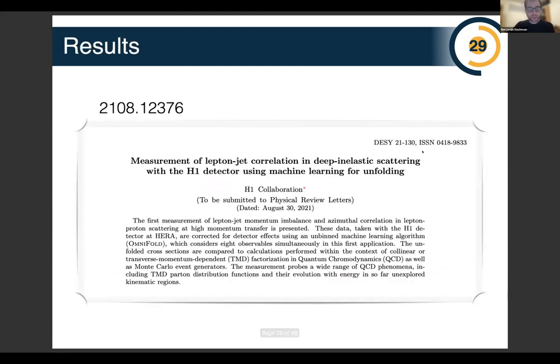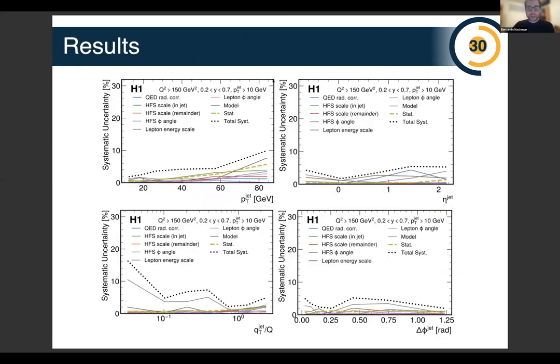Okay, so we recently put out a paper where we did this measurement of electron jet correlations in the lab frame. And I'll briefly summarize the results here now. So here are some plots that show the uncertainties. Let me just draw your attention to the top left one, which is the jet PT. And so you can see we're able to probe jet PT up to about 80 GeV before we start running out of statistics. So there, the statistical uncertainty is something like 5%. And otherwise, the uncertainties are really quite small, so 1%-ish.